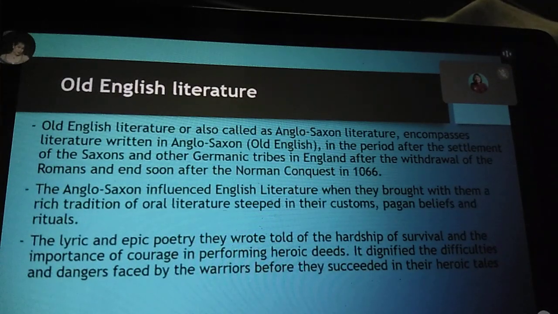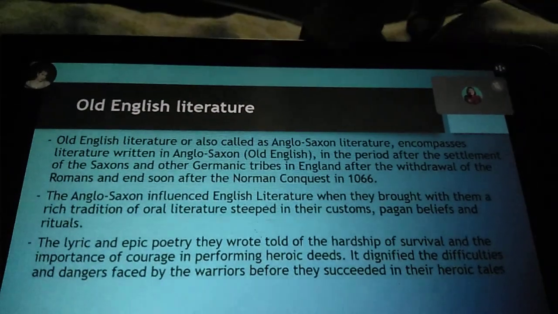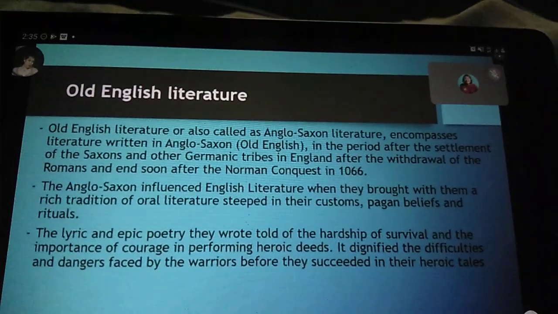Okay. Old English literature, also known as Anglo-Saxon literature, encompasses literature written in Anglo-Saxon in the period after the settlement of the Saxon and other Germanic tribes in England after the withdrawal of the Romans and soon after the Norman conquest in 1066. So, ang Anglo-Saxon po ay mga migrants na nagmula sa Northern Europe. At sinasabi dito na ang Old English literature ay nagtapos noong 1066 after the Norman conquest.